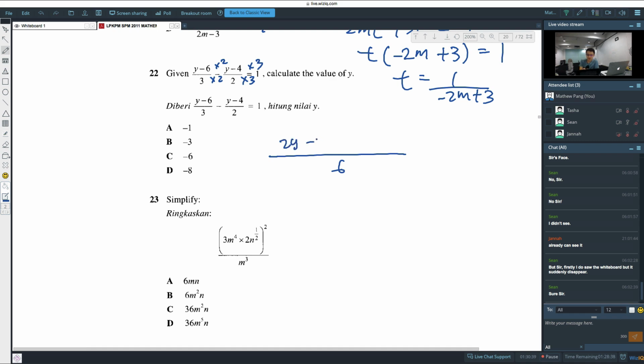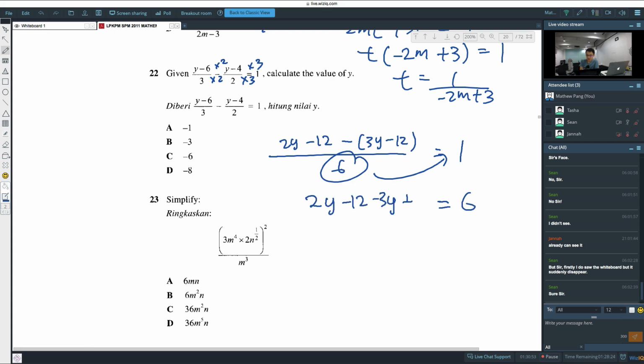This is 2y minus 12, and then minus 3y minus 12, equals to 1. Of course, I can move the 6 to the other side, become 1 times 6 is 6. So this is 2y minus 12 minus 3y plus 12. The 12 and 12 I simplify. So 2y minus 3y is negative y equals to 6, y equals to negative 6. Simple. So this is negative 6, C.